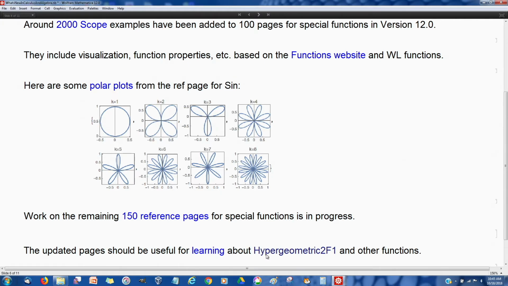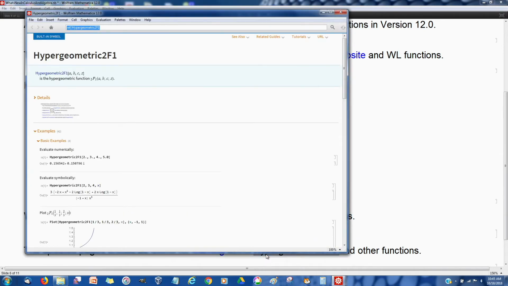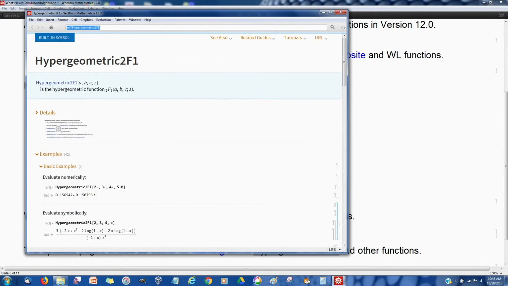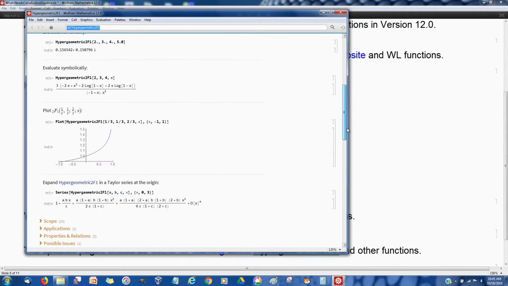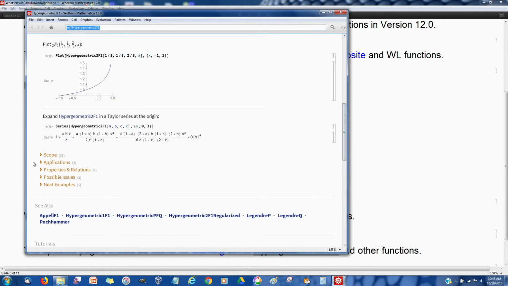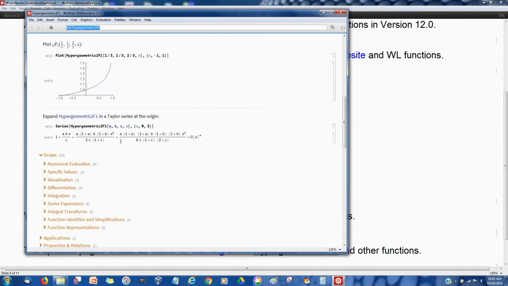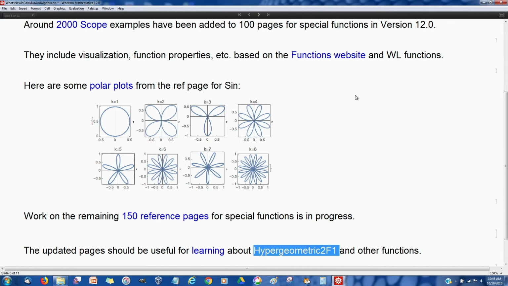And let's say you want to learn about Hypergeometric2F1. That's an important special function. So now I go there, and let me enlarge a little bit so we can all see nicely. And now if I go down to the scope section, that's a mini functions website. It's got everything you want to know about special functions, in this case Hypergeometric2F1. So you might want to say, okay, what do the graphs look like? Well, we've got a nice set of graphs over here. And that happens for every single function in the system. That's really quite a big change.